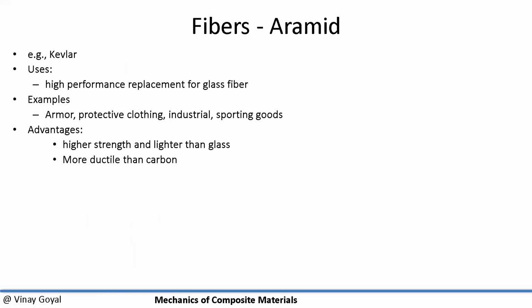And examples where you may see these Kevlar applications are more protective clothing, industrial, and even sporting goods, because in some applications where you have high impact events, you want to have a Kevlar system because it's very good at high strength and it's also lighter than glass and it's more ductile than carbon. So really good stuff for that. And it's actually used in a lot of protective clothing.